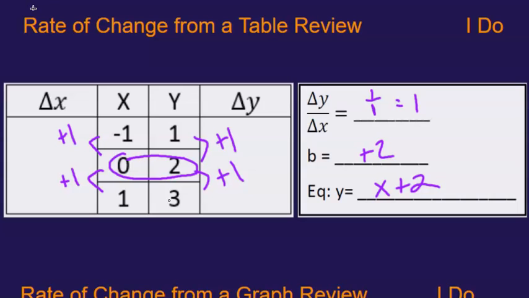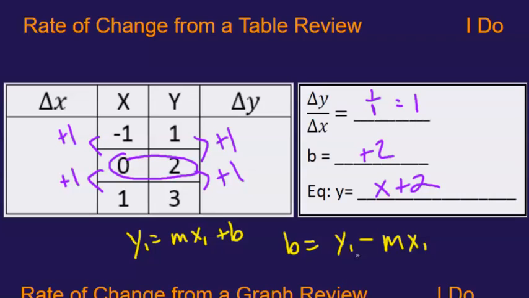Now let's just say there's an instance where they didn't give you x equals 0. When that's the case, you would just solve for it. You would solve for the b here. You get b equals y1 minus mx1, where x1 and y1 are some other numbers in the table, and m is the slope that you found.